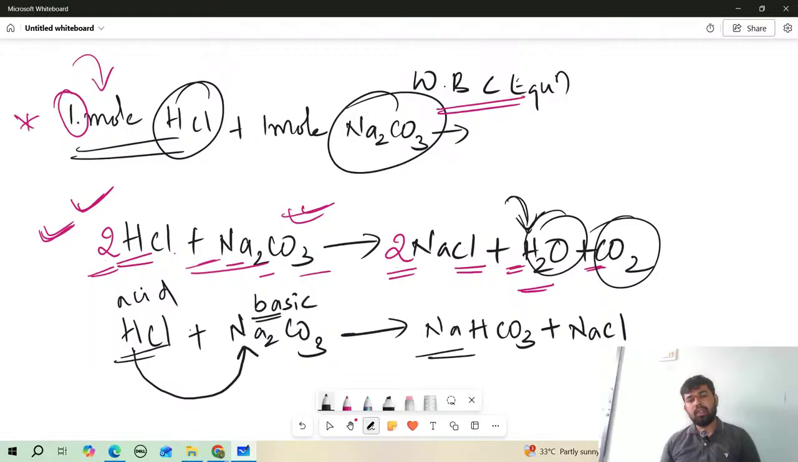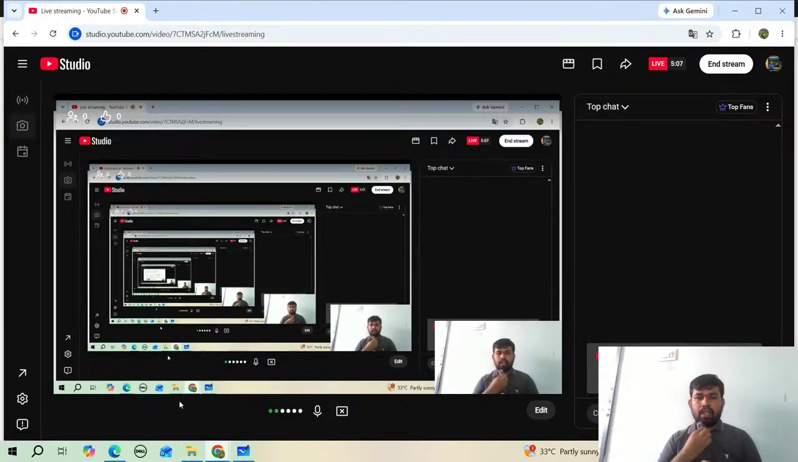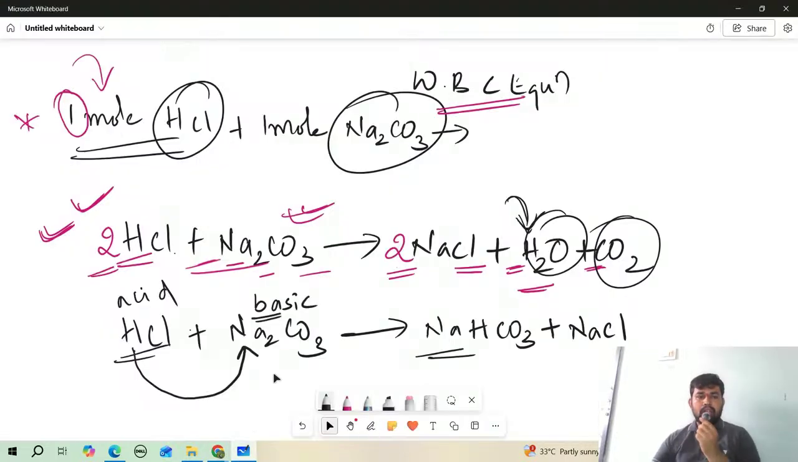1 mole means partial neutralization is taking place here. This is a basic salt and they are using the acid, so partial neutralization is taking place, that you should understand. In this reaction, one hydrogen is replacing one sodium, and one more sodium remains there. So we get sodium hydrogen carbonate and NaCl.